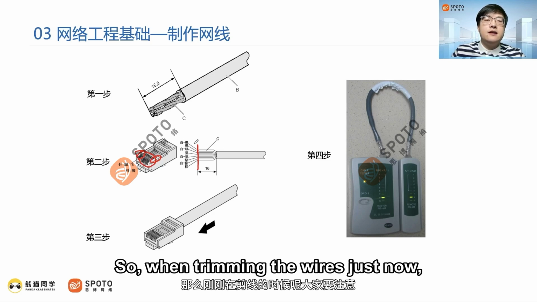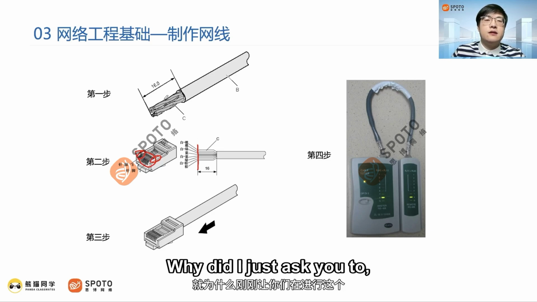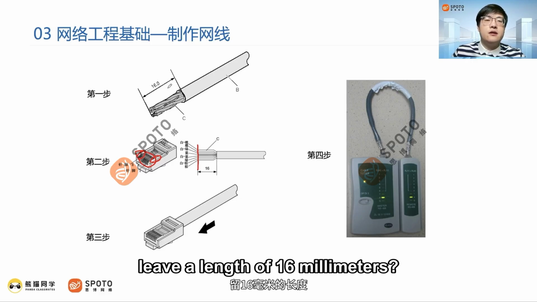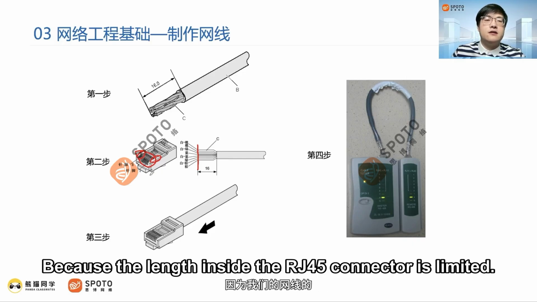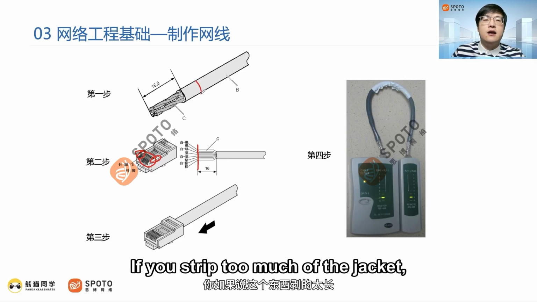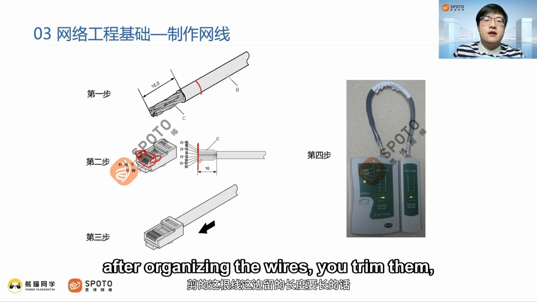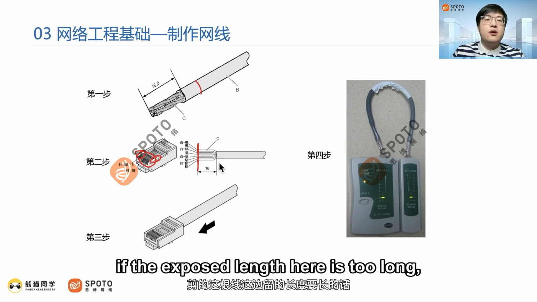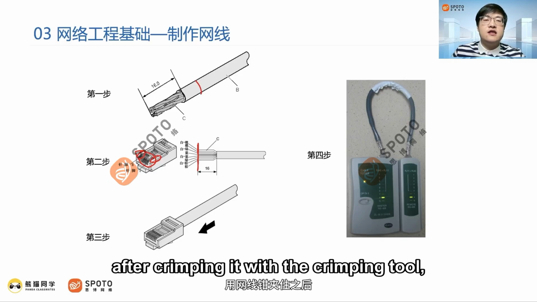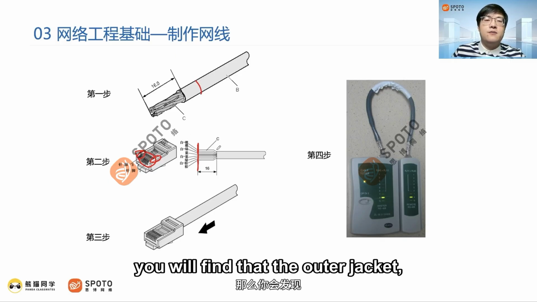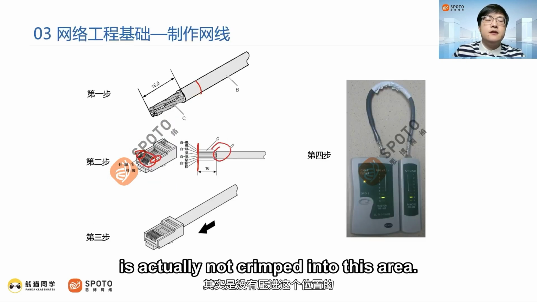So, when trimming the wires just now, why did I ask you to leave a length of 16 millimeters when stripping the outer jacket? Why leave exactly 16? Because the length inside the RJ45 connector is limited. If you strip too much of the jacket, and then, after organizing the wires, you trim them, if the exposed length here is too long, then when you insert the cable and crimp it with the crimping tool, you will find that the outer jacket is actually not crimped into this area.